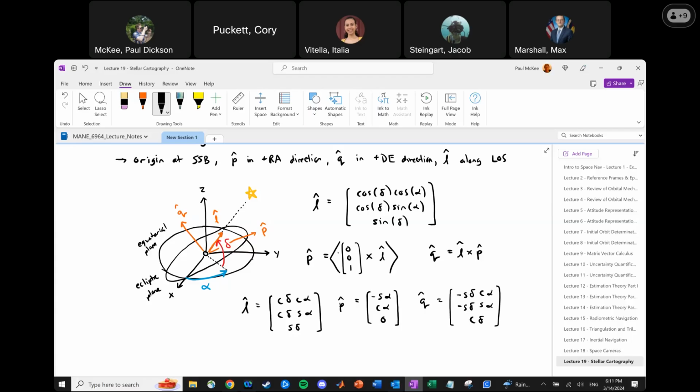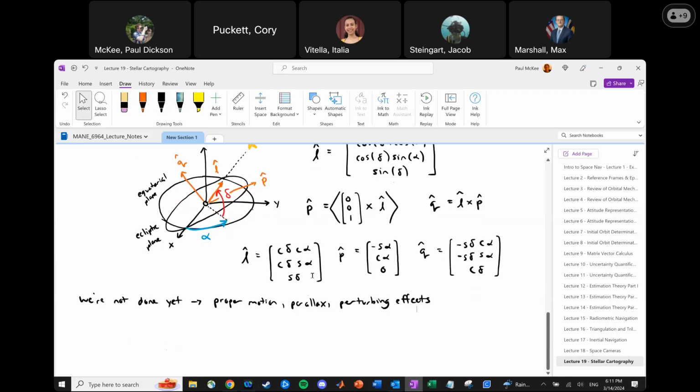Okay, so we're not done yet. You might say, well, Paul, isn't L the answer? And it is to first order, but there actually are other things that we care about, right? So there is proper motion, parallax, and a whole host of perturbing effects to deal with. So questions on this to start? Hopefully this diagram makes sense to people. Otherwise, we'll talk about classical line of sight perturbing effects.